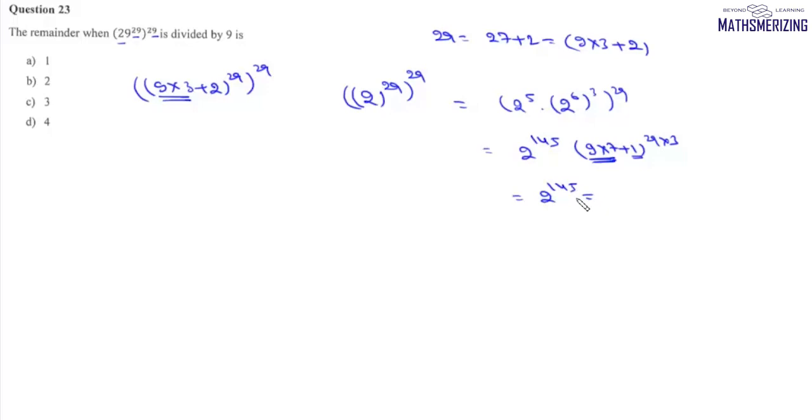Now again we can write 2 to the power 145 as 2 into 2 to the power of 144, which will be (2 to the power 6) to the power 24. Now 2 to the power 6 again is (9 into 7 plus 1) to the power 24. Again remainder is 1, which is multiplied with 2. So the remainder when 29 to the power 29 to the power 29 is divided by 9 is simply 2, and that's your option number B.